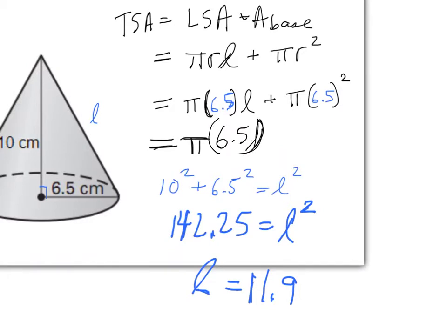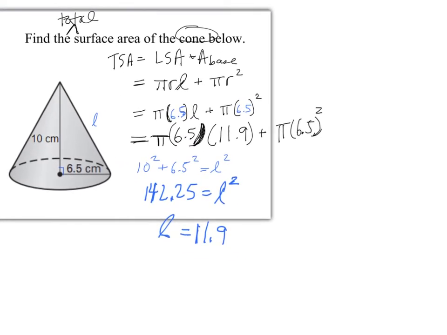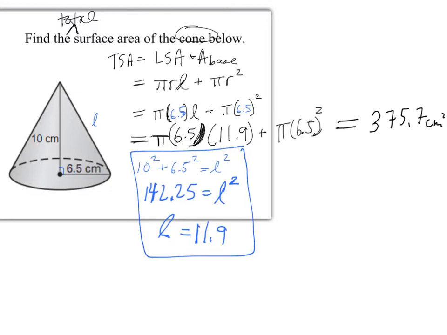Now that we know what the slant height is, we've got pi times 6.5 times my slant height, which is 11.9, plus pi times 6.5 squared. I'm going to zoom out and actually calculate this. Take a moment, just remember that was a separate calculation. What does this end up giving us for our TSA? I myself got 375.7 square centimeters. So that would be our total surface area of the cone.